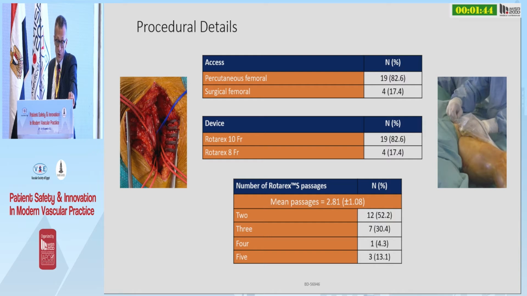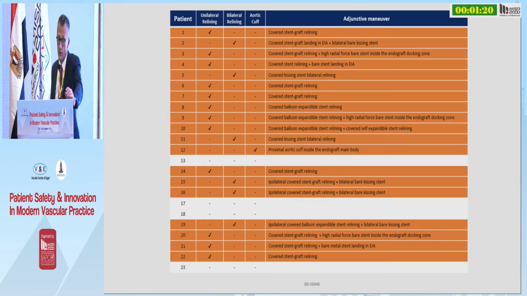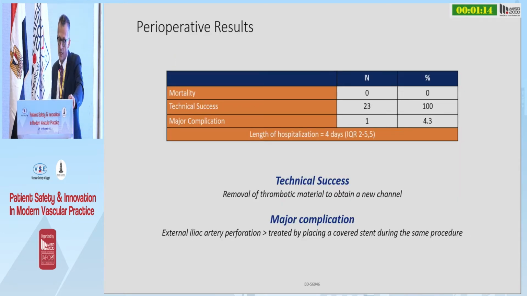Of course, the most used device is the 10 French, but in 4 cases we used the 8 French in patients with a concomitant occlusion of the external iliac artery, in order to be less aggressive in this dangerous area. And in more than 50% of cases, 2 passages were enough to obtain a recanalization. These are all the adjunctive maneuvers that we performed after the recanalization.